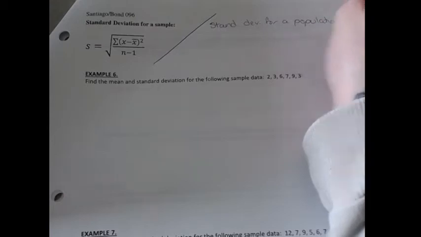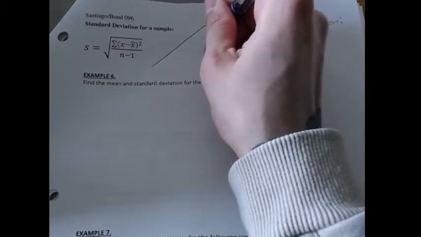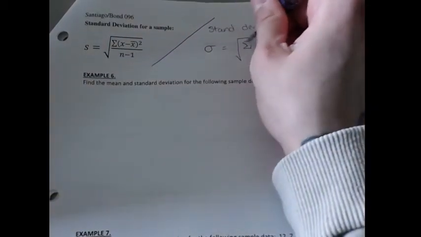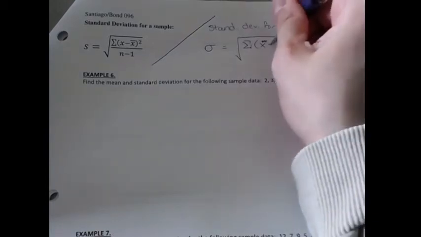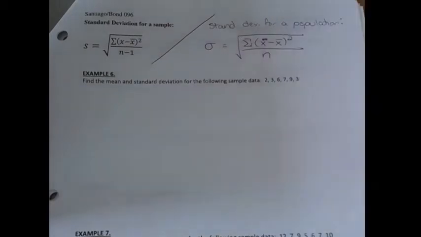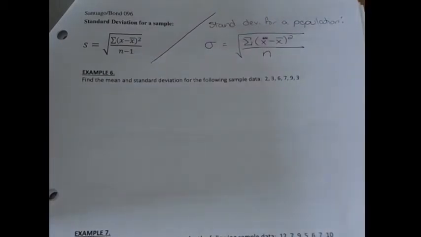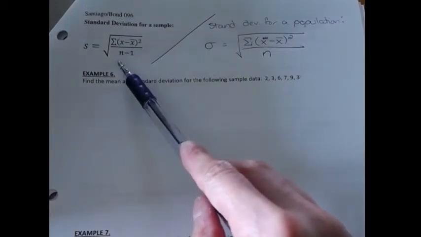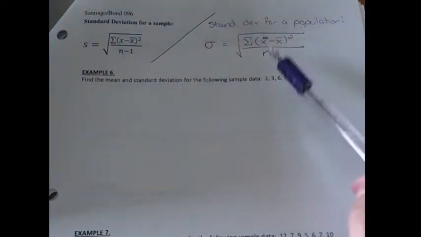it would look almost identical, right? First off, s would not be s. In this case, it would be sigma. And the formula is only slightly different. So we still are adding all the squared differences, x minus x bar squared. But this time we're dividing it by n instead of n minus 1. So with our sample, we divide by 1 less than the total number of values we have. For the population, we divide by the total number of values we have.